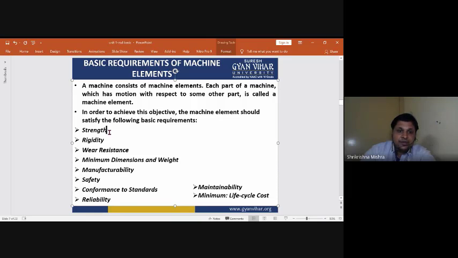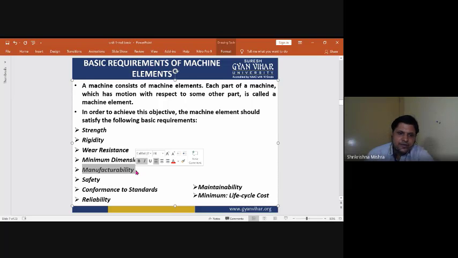Then the material should be rigid enough. It should be resistant to deflection, means it should not get distorted easily when any load is applied on it. Third comes the wear resistance. It should be free from any wear or tear. Fourth is minimum dimension and weight. It should not be bulky, it should be light in weight. And it should not be of large size, otherwise, it will make the whole of the machine larger in size. Then comes manufacturability. Whatever is the dimension, they should be selected for a machine element in such a way that it could be easily manufactured in the production department.